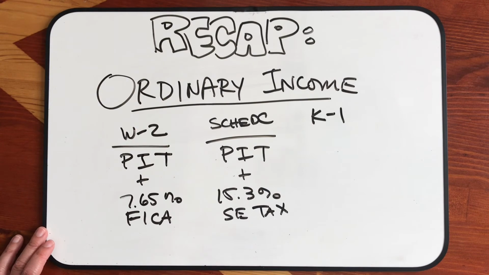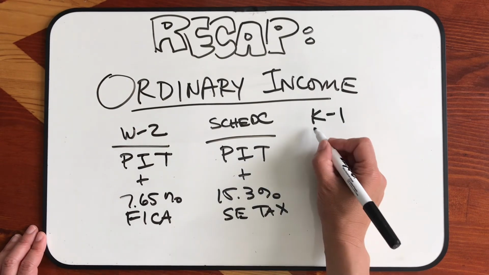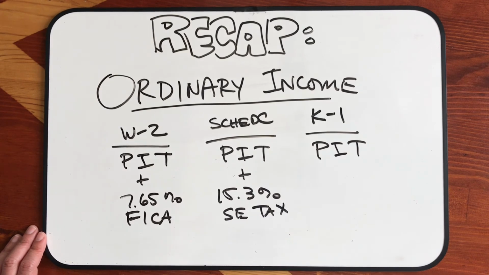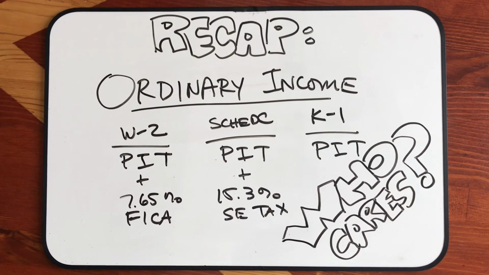And now your K-1 pass-through profits are subject to personal income tax, but no Social Security or Medicare, no FICA, and no self-employment tax. Boring! Who cares? This is the main tax advantage of doing business through an S-Corp, and I'll break down how in the next video.